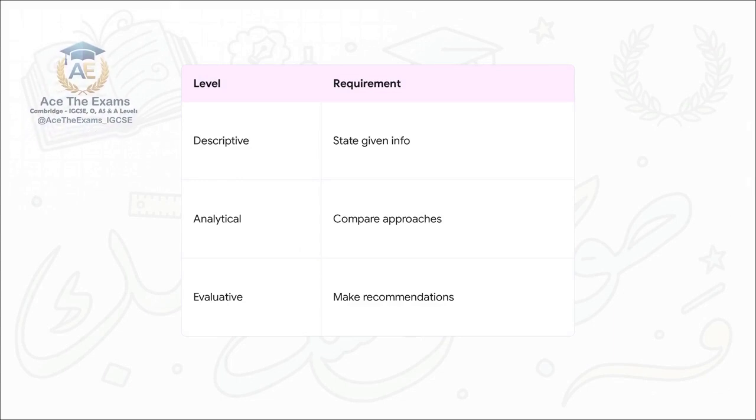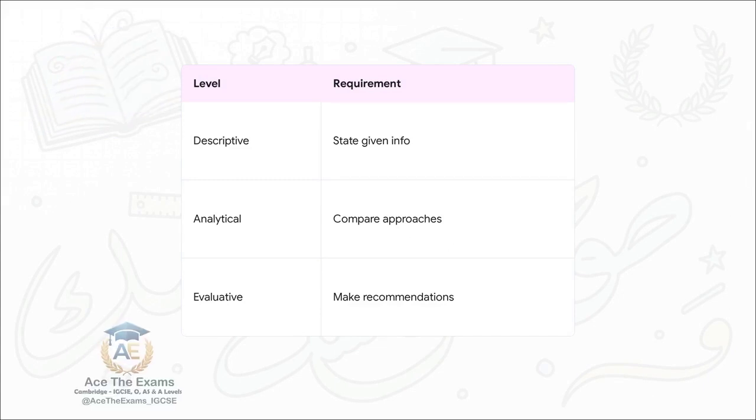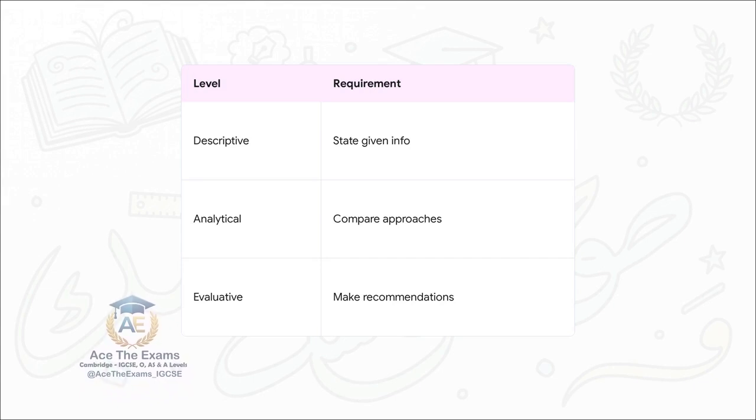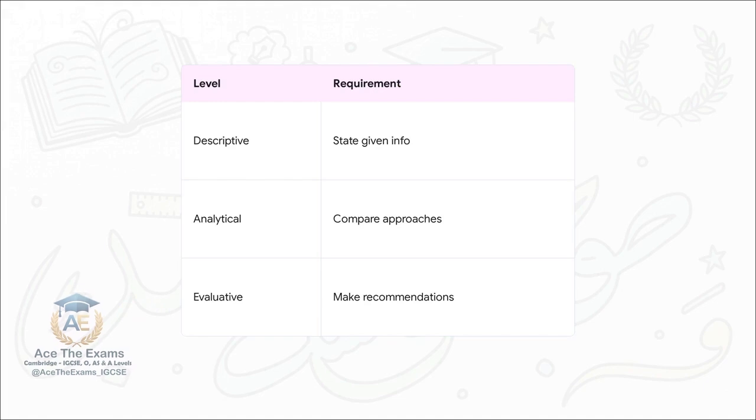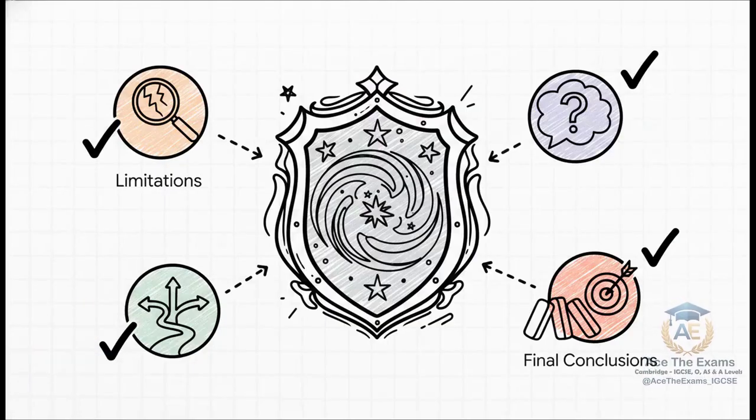Examiners categorize your responses into 3 distinct levels. If you just state given information or write what I like to call descriptive fluff, you're stuck at the bottom, descriptive level. That's hearsay. We throw that out. To move up to the analytical tier, you need to compare approaches and evaluate alternatives. But to hit that top evaluative tier and truly win the case, you must make heavily justified recommendations based on your thorough analysis. So how do you prove evaluative mastery?